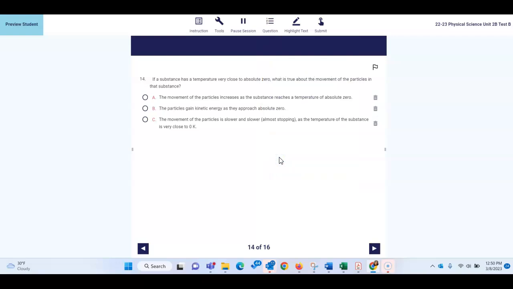Question 14. If a substance has a temperature very close to absolute zero, what is true about the movement of the particles in that system? Is it A, the movement of the particles increases as the substance reaches a temperature of absolute zero? The particles gain kinetic energy as they approach absolute zero. The movement of the particles is slower and slower, almost stopping, as the temperature of the substance is very close to 0 Kelvin.